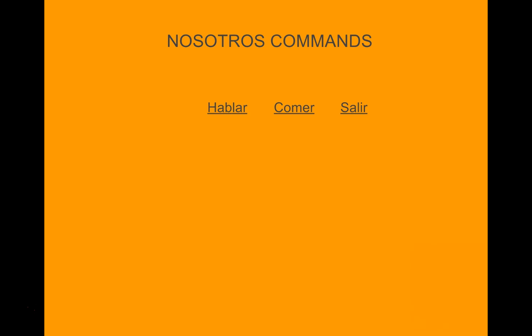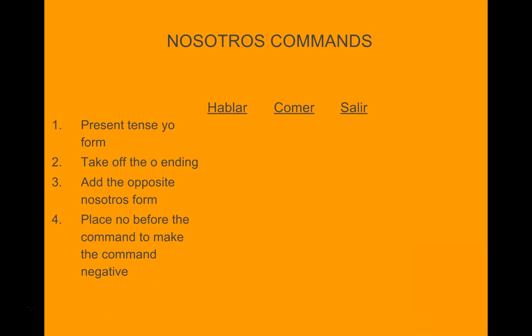If you formed the negative familiar commands and the formal usted, ustedes commands, you're familiar with the process of forming the Nosotros commands. It's the same steps. We take off the O of the yo form. It's important to make sure to conjugate into the yo form. Once we take off the O, we add the opposite Nosotros form ending.